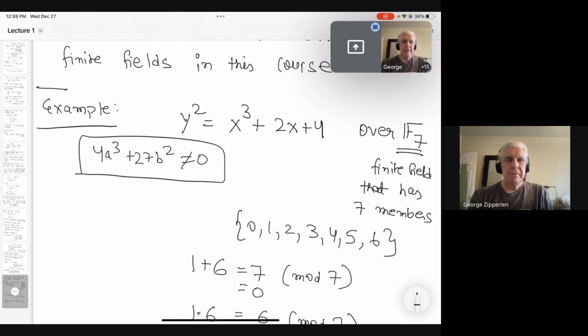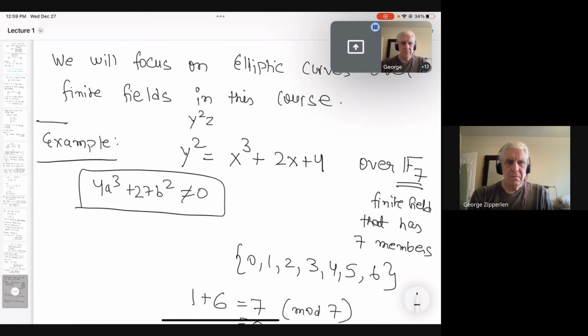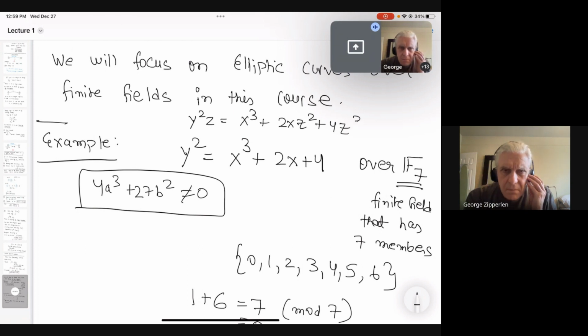But there is also a missing variable here, and that variable is z. So this hidden variable: y square z equals x cube plus 2x z square plus 4z cube. What I wrote was what we get when z is equal to 1. So when z is equal to 1, you will see y square equals x cube plus 2x plus 4. But what happens when z is 0? If we plug in z equal to 0, you will get x is also equal to 0. And then y can be really anything, right? So this infinity is nothing but this point 0 comma y comma 0, where y can be anything.